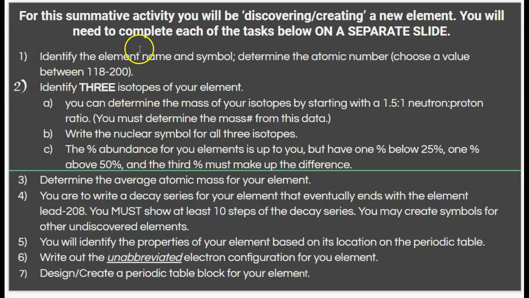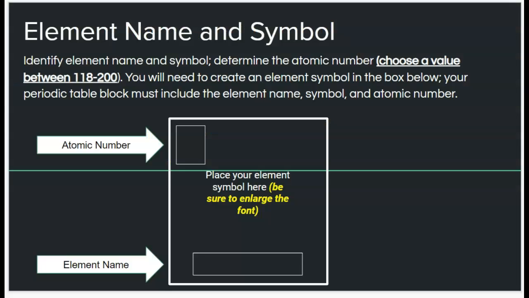So you're going to create the elements, and I'm going to go through each of these 7 steps, going through them one slide at a time for you. So the first thing that you need to do is create the element symbol and name. Decide what you're going to call your element, place that symbol here, and then type the element name here. Then you have to choose a value between 118 and 200 as your atomic number, and you're going to put that here for me. Okay, so that's the first thing that you're going to do.